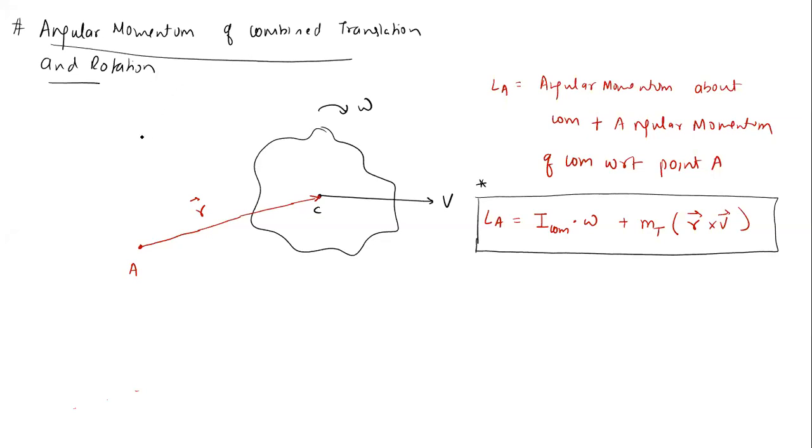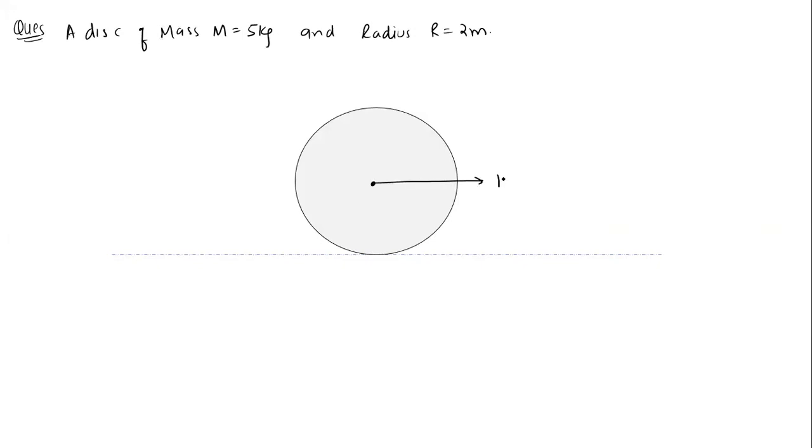Okay, so let us do one problem based on this. The question is: a disk of mass 5 kg and radius 2 meter is moving with the velocity of 10 meter per second, and it is rotating with an angular velocity omega of 2 radian per second.